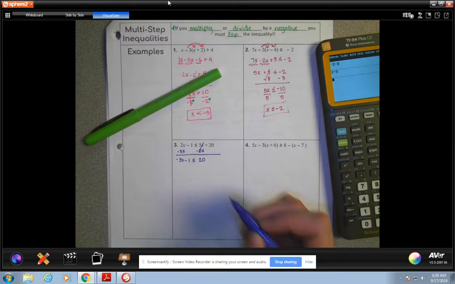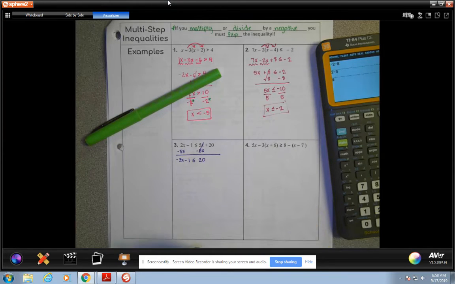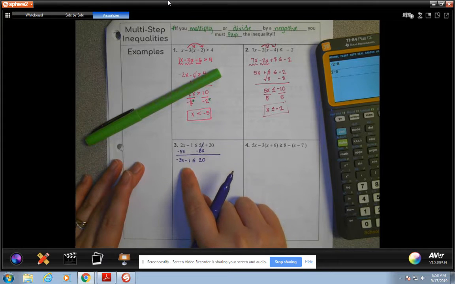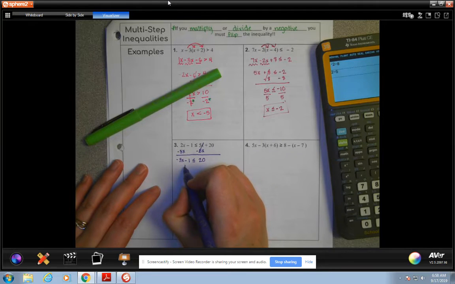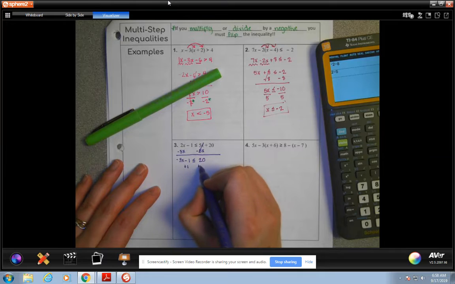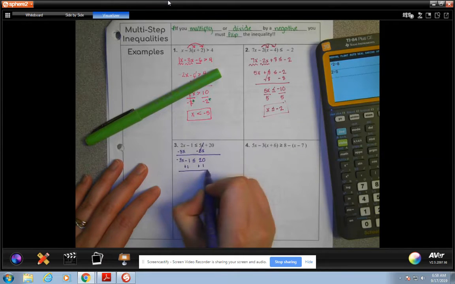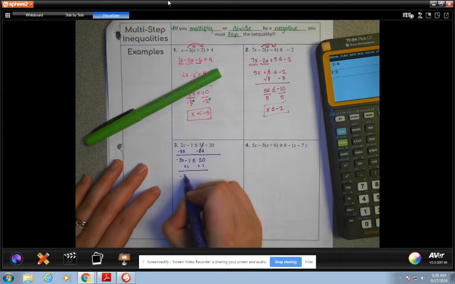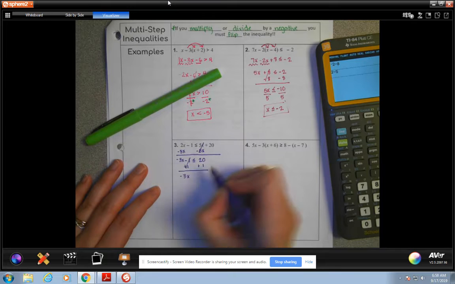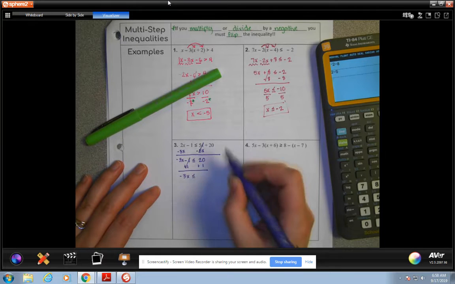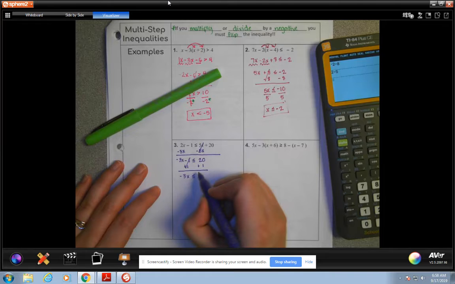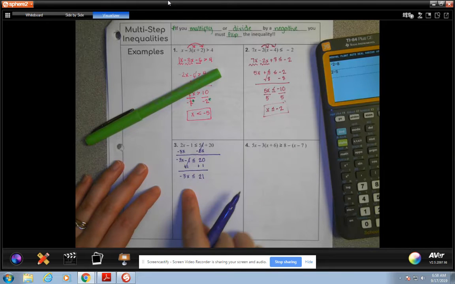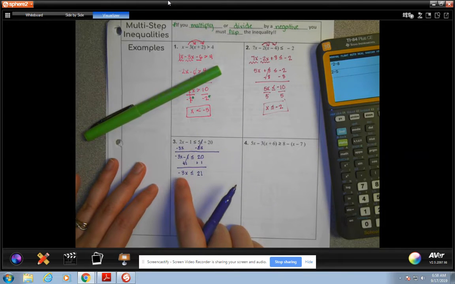Okay, now we have the variable on one side, so we can go ahead and solve this problem. We want to get rid of the minus 1 first. So to get rid of a minus 1, you add 1. Whatever you do to one side, you do to the other side as well. Okay, so you're going to bring down your negative 3x. Your 1's are going to cancel. Bring down your less than or equal to 20 plus 1. Well, that's 21.